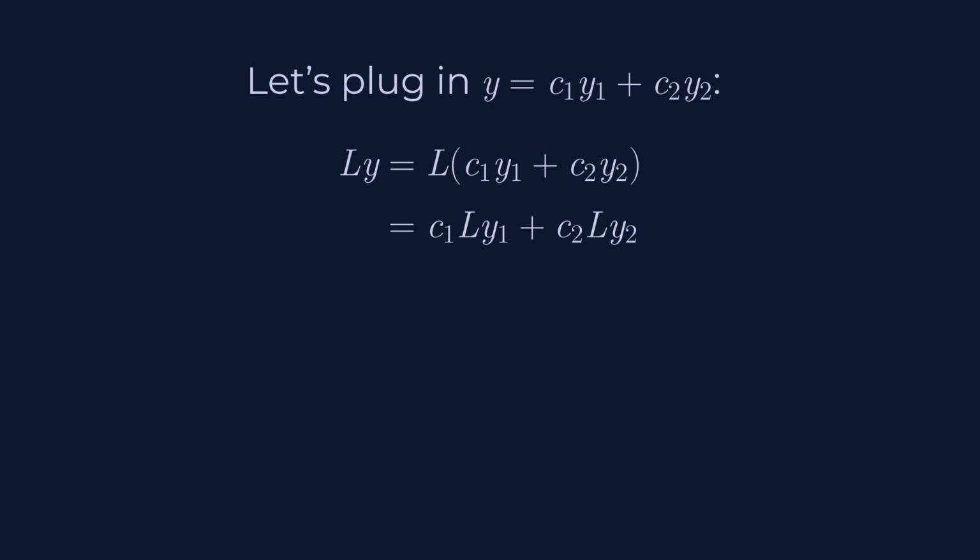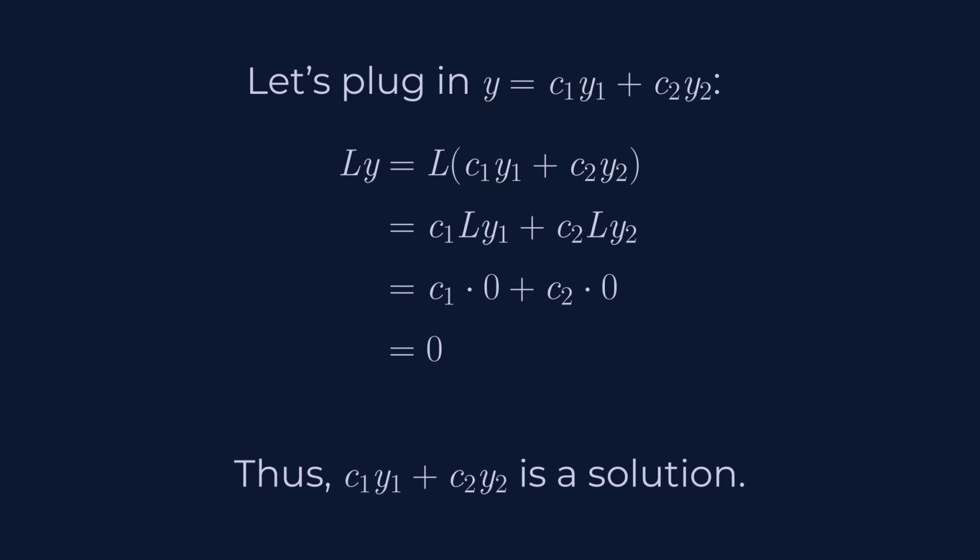Now remember, we said that both Ly1 and Ly2 are 0, which means that this whole thing is equal to 0. Now if you compare the leftmost side, Ly, and the rightmost side, which is 0, it shows us that this y also satisfies the equation, which means that this y is also a solution.